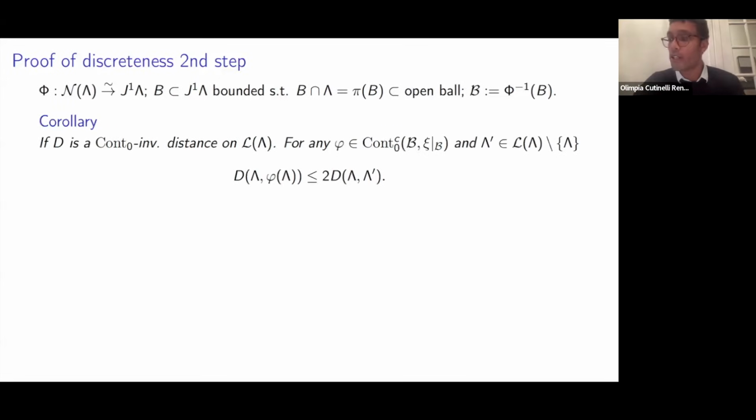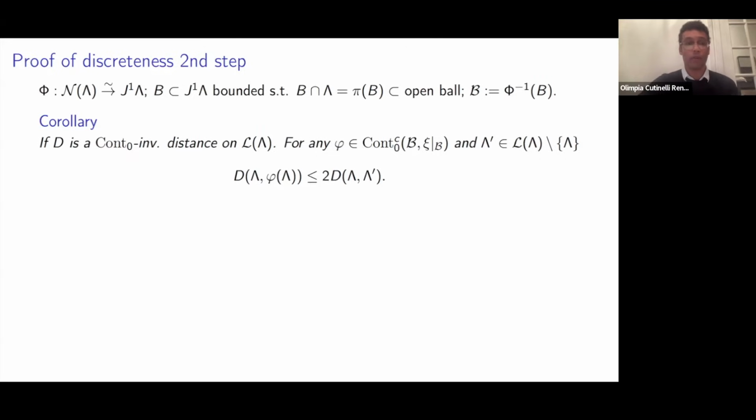And the corollary of these two previous propositions is the following. If you take a distance which is invariant on the space of Legendrian isotopy, then for any contactomorphism phi which is supported in curly B, the distance between lambda and phi of lambda is less than 2 times the distance between lambda and lambda prime, for any lambda prime which is not equal to lambda.